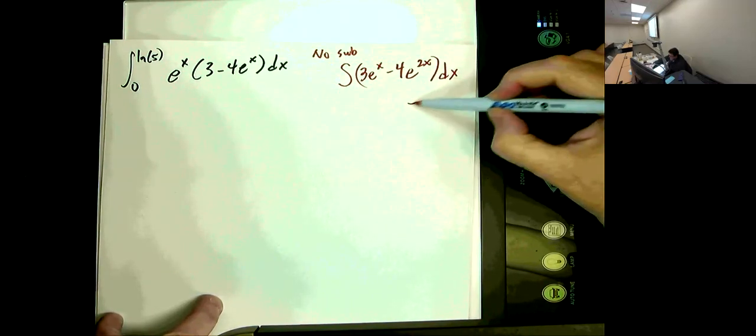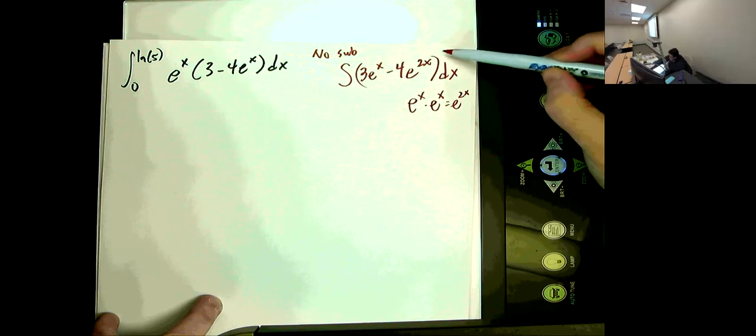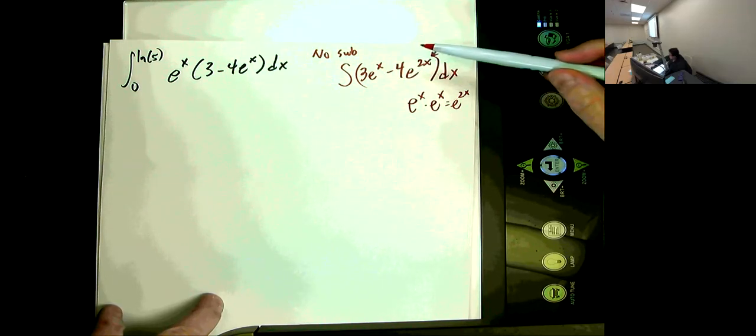So there I just distributed. e to the x times e to the x is e to the 2x. It looks like we'll still need a sub for that. So I don't know that we're saving any time by waiting to do the sub. In fact, this one would need a sub, this one wouldn't, so we would have to do it separately.